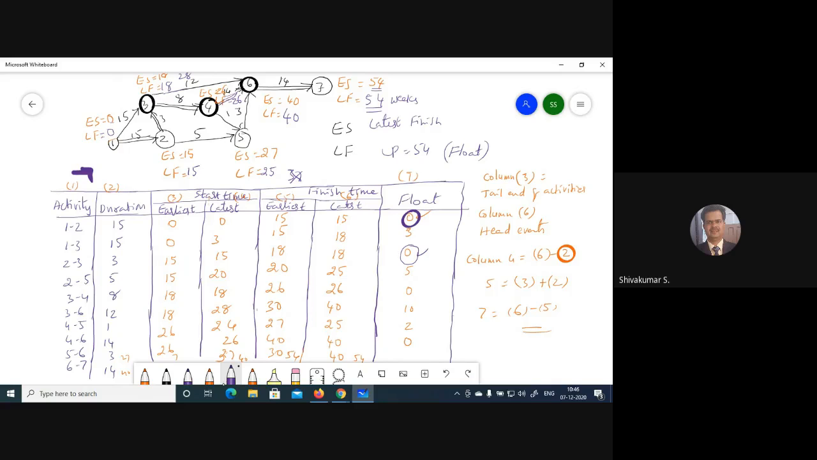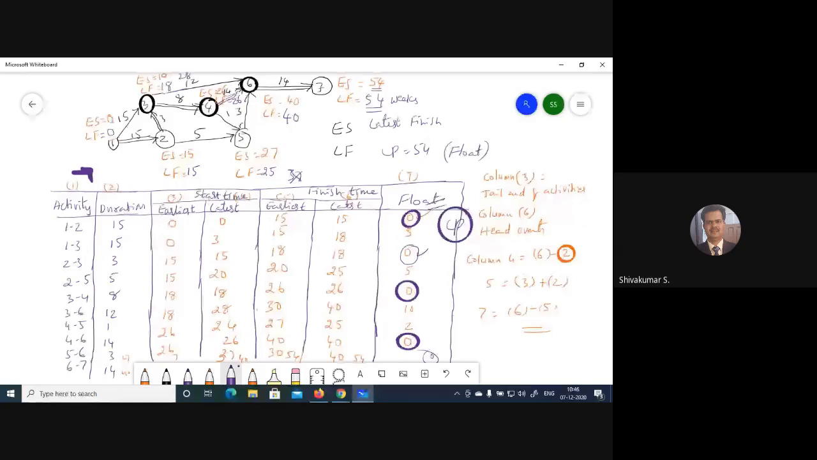Next 3 to 4, it is 0. Next 4 to 6, it is 0. And lastly 6 to 7, it is 0. This holds for all of the critical path. So the float becomes 0. Very important.